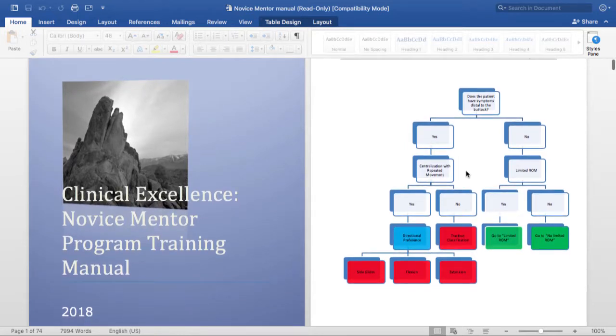Is it centralized with repeated movements? Yes or no? If it's yes, then we think this is more of a directional preference, and what motion is it? Is it side glide, flexion, or extension? That's where it stops, and we continue our eval and go through the neural components of it. But let's say it's pain that went below the buttock and repeated motions didn't make any difference, then it might be the traction classification.